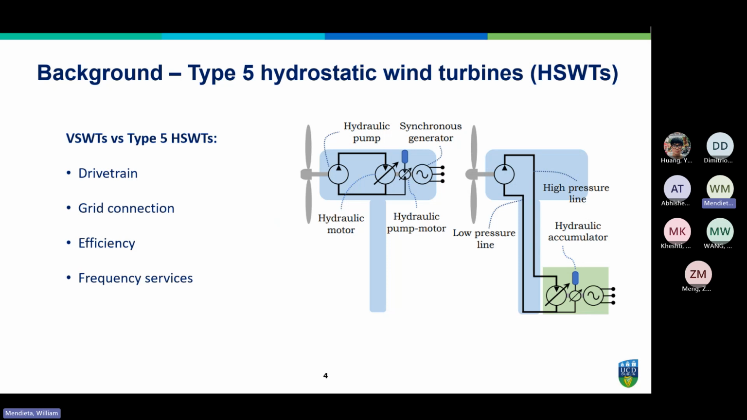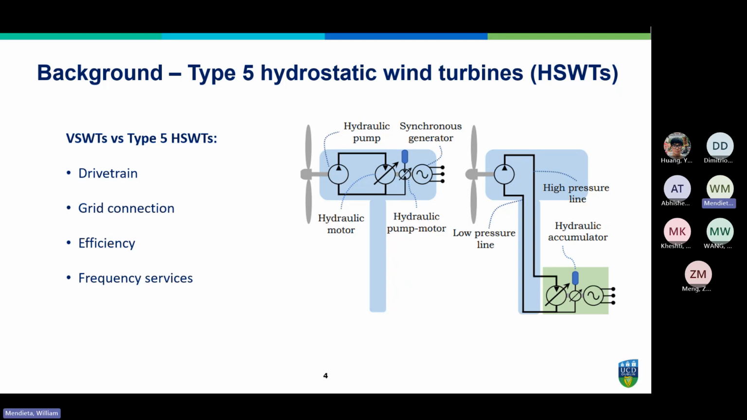Some background information, some comparisons between variable speed wind turbines versus Type 5 hydrostatic wind turbines. A variable speed wind turbine uses a mechanical gearbox to transmit power from the turbine rotor to the electrical generator. In contrast, in a hydrostatic wind turbine, the turbine rotor drives a hydraulic pump, which converts the mechanical power into hydraulic power in the form of a pressurized fluid. This fluid is then fed to the hydraulic motor, which converts the hydraulic power back into mechanical power to drive a synchronous generator.